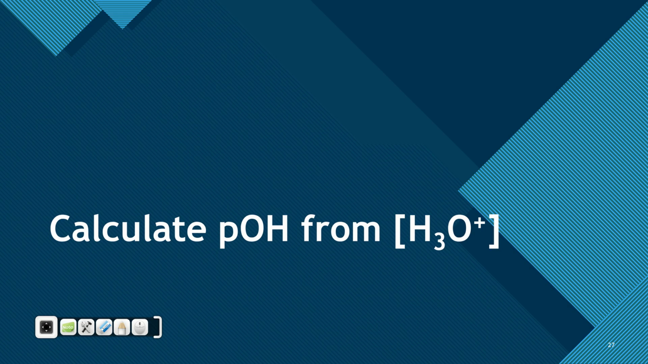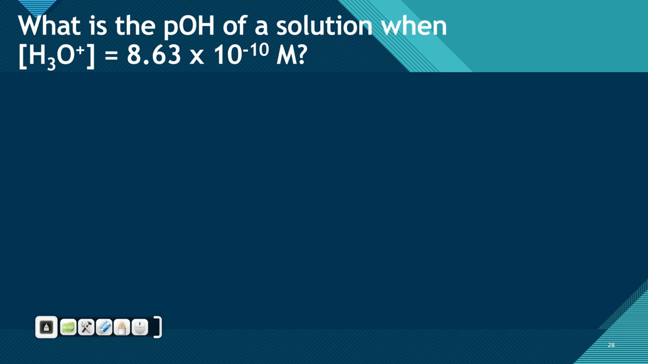I'm going to skip any more. Let's go with this one. Calculate pOH from H3O plus. This one I'm going to start with H3O plus. What am I going to change to first? I'm going to change this into pH, and then I'm going to change it into pOH.